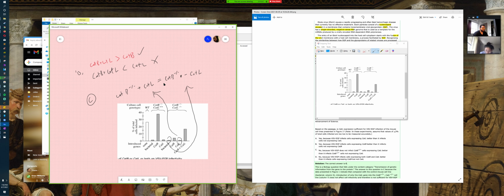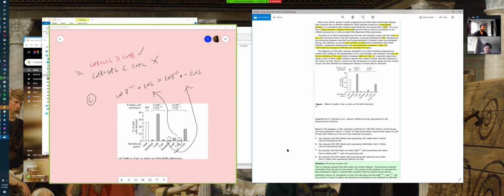Equals, right? Cat B minus, without cat L. And then this is where I found it in figure one. I see. Yeah, so first of all, I did not even look at the right column.